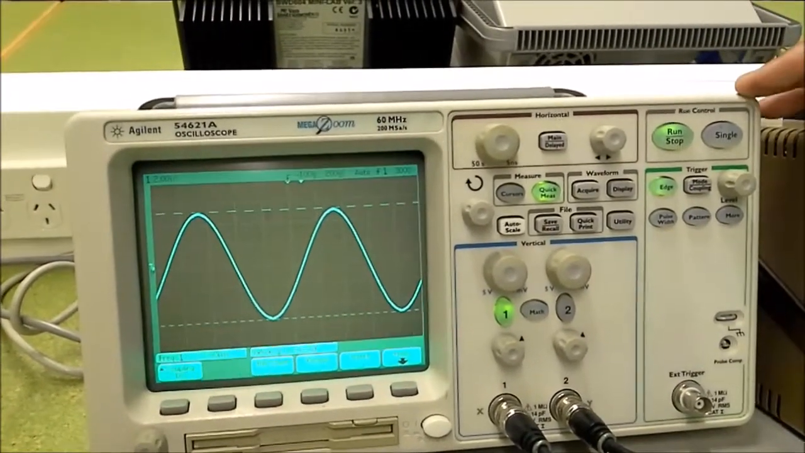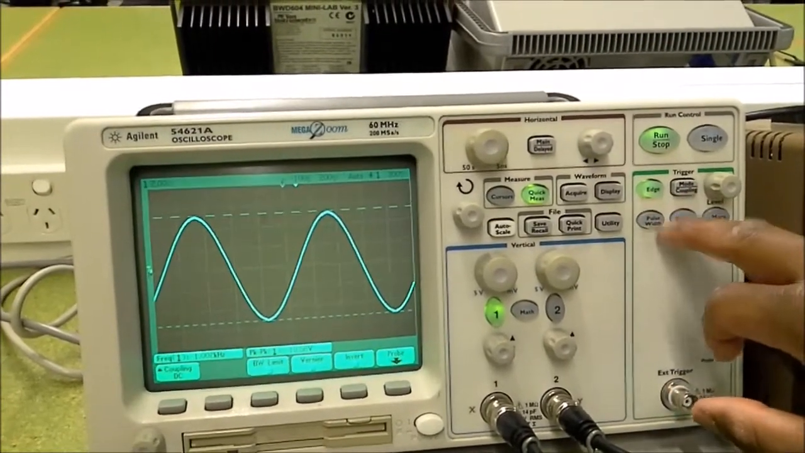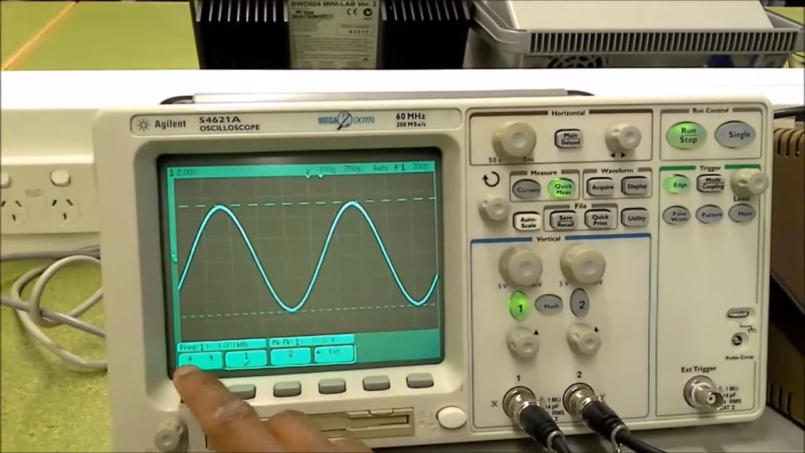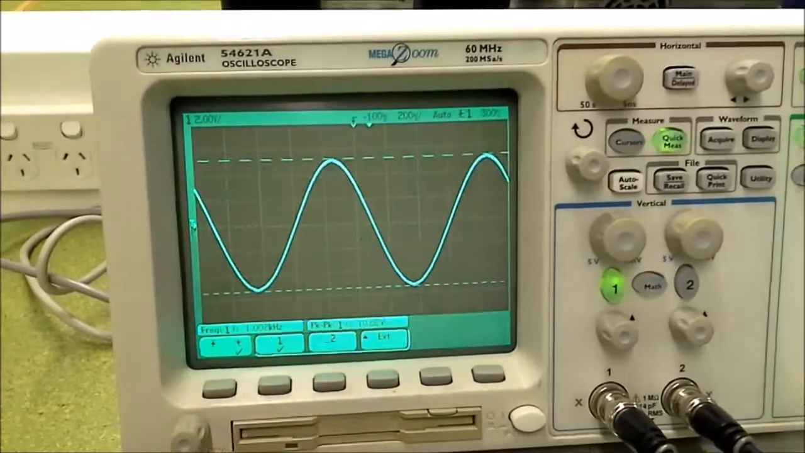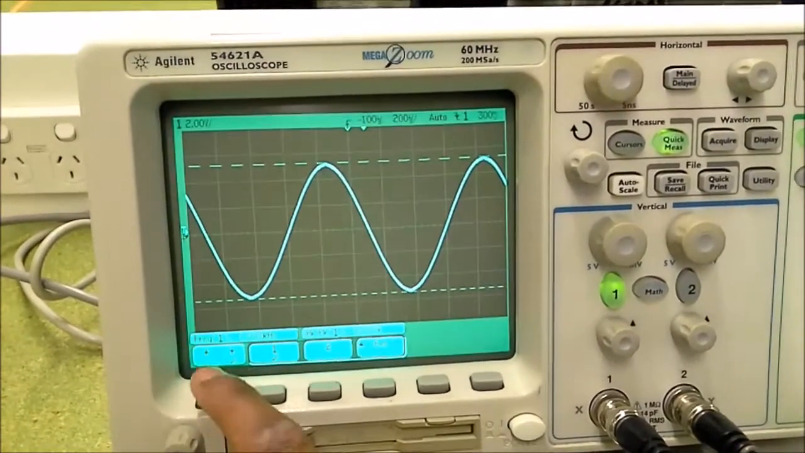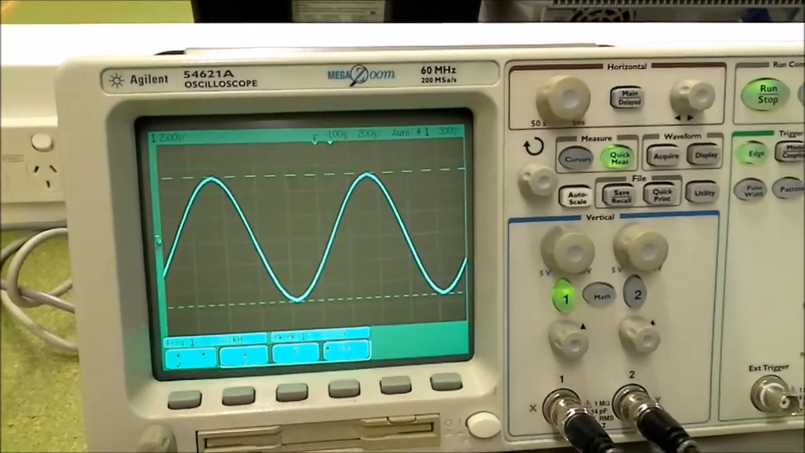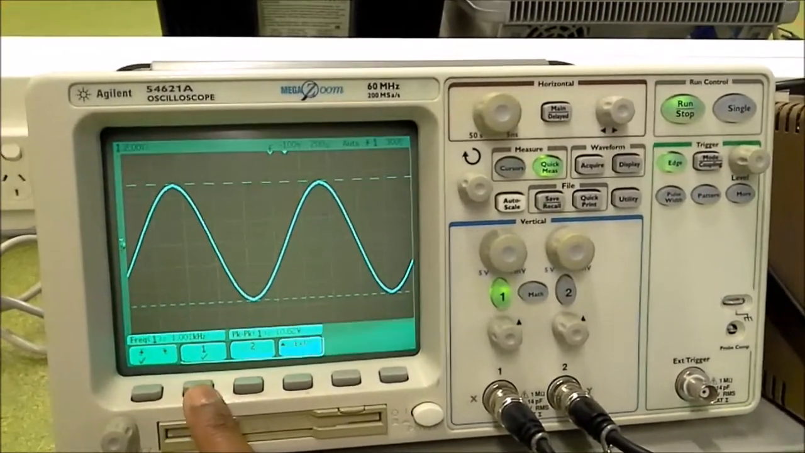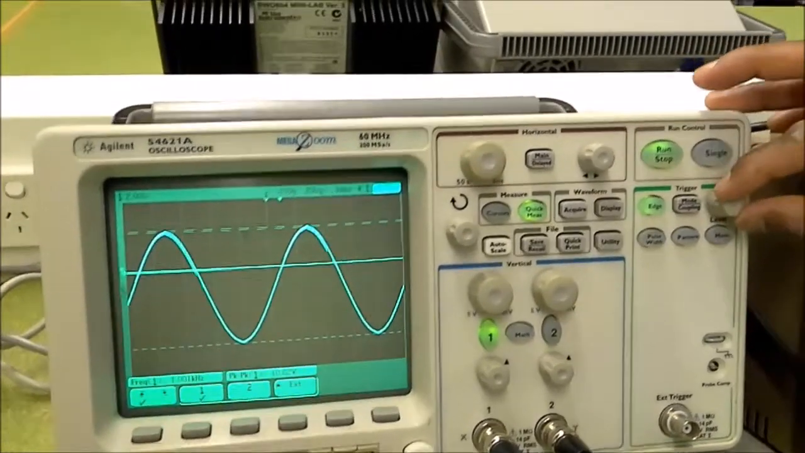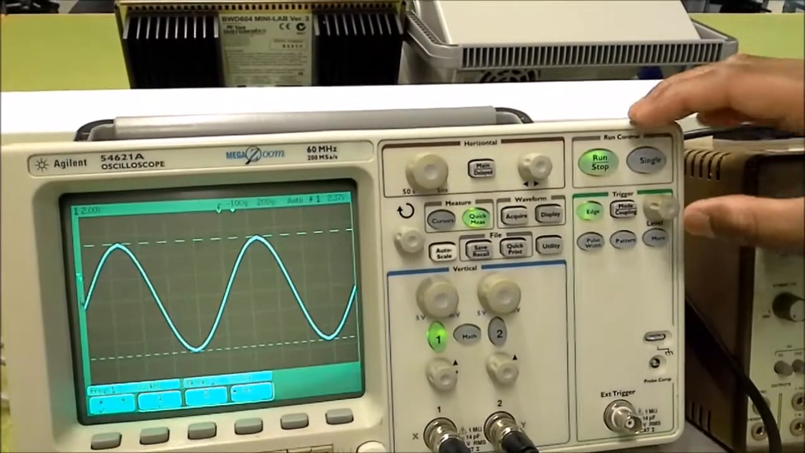And another important thing is the trigger. The trigger can be activated using this button. So we can trigger the display on the rising edge or the falling edge. And now the waveform is displayed using channel 1, so we have to select trigger for channel 1, and the trigger level can be adjusted using this knob. We can see the trigger level as indicated by T on the display.